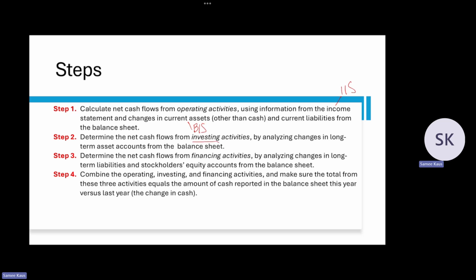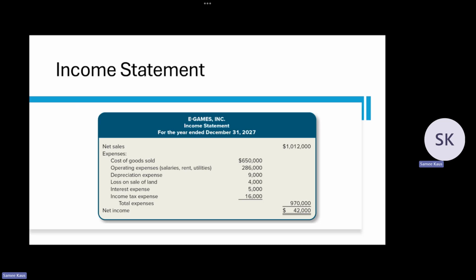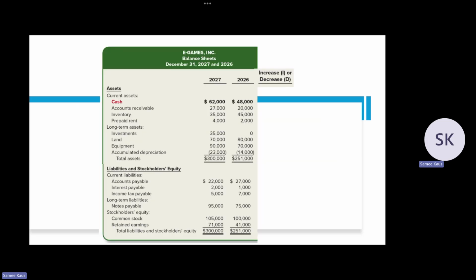Then I go to my investing. And again, here's where I look at those long-term asset accounts on the balance sheet. I go look at my financing and I calculate the changes in long-term liabilities and stockholders' equity from the balance sheet. And then I'm going to combine them all and total them up and see what we got going on. Okay. So again, we go to the income statement. What do I grab from my income statement? My net income. Okay. And we're going to learn a couple of other things that I'm also going to look at from my net income, but I know for sure that I want that 42,000.